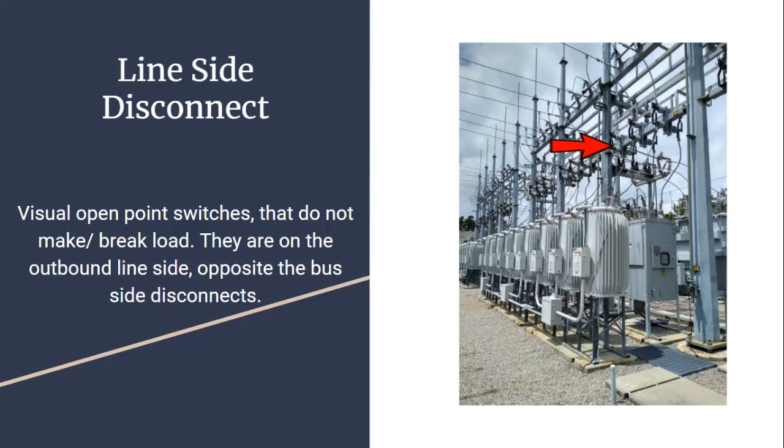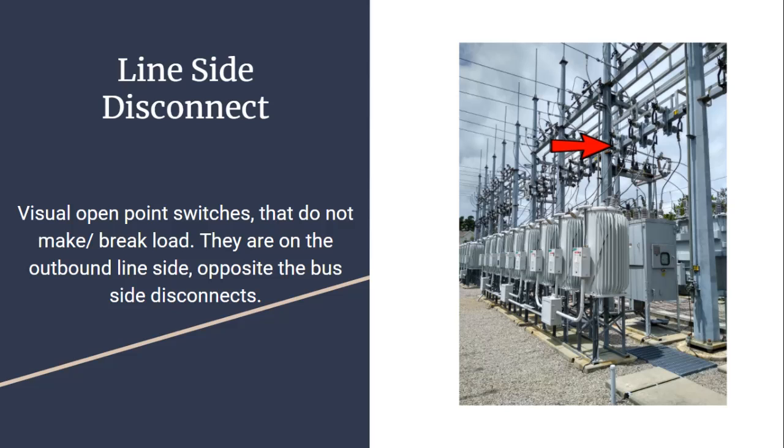All right, it's another visual open point switch that does not make or break load. They're on the outbound line side opposite the bus side disconnects. Good description. Guess what? That's his last slide.